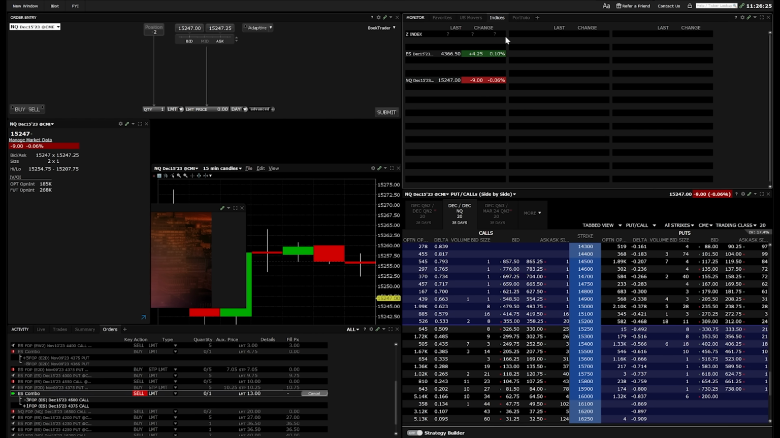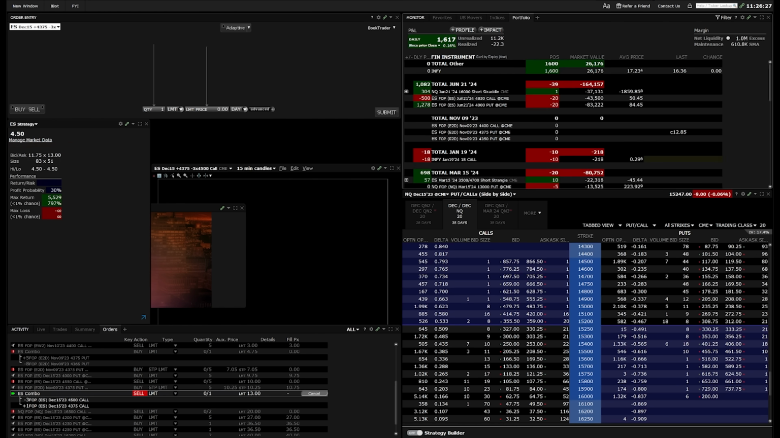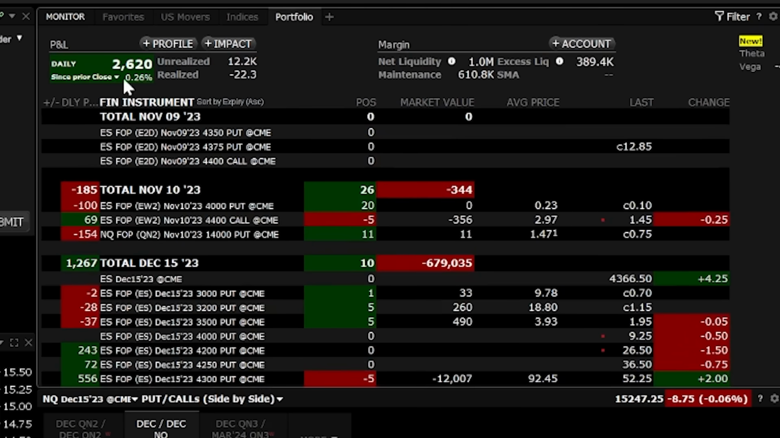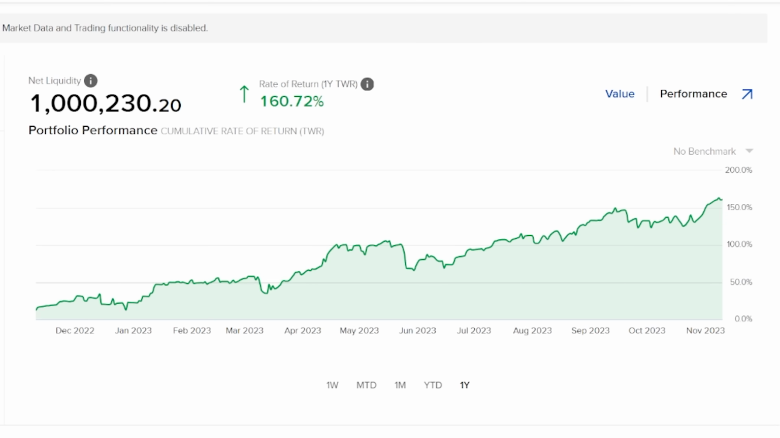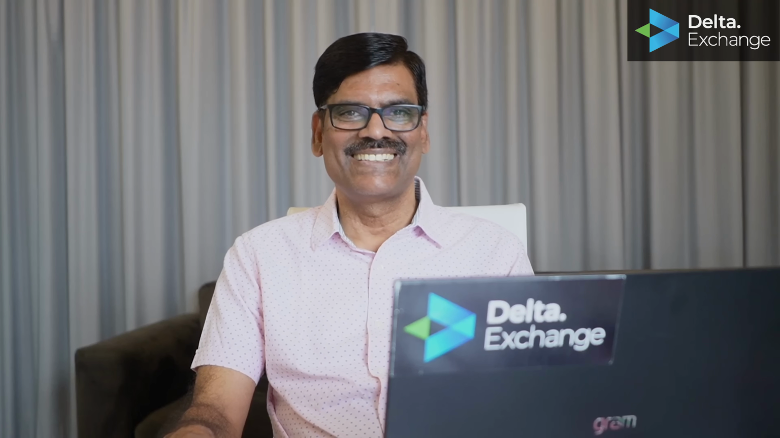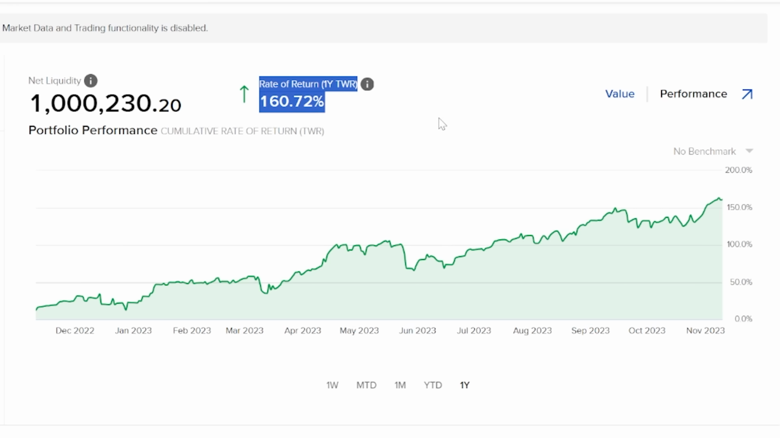Right. This is my trading terminal. Look at the portfolio. My profit today is around $2,620. My net liquidity is 1 million. And if I go to account management, you can see my net worth is now 1 million plus $230. And the last 1 year return is 160%. It's a fantastic return. 160% in 1 year, and that too tax free.